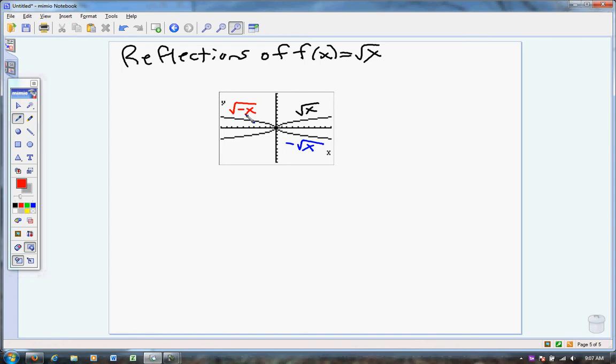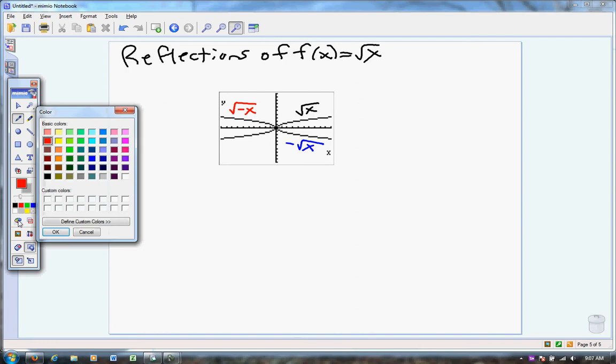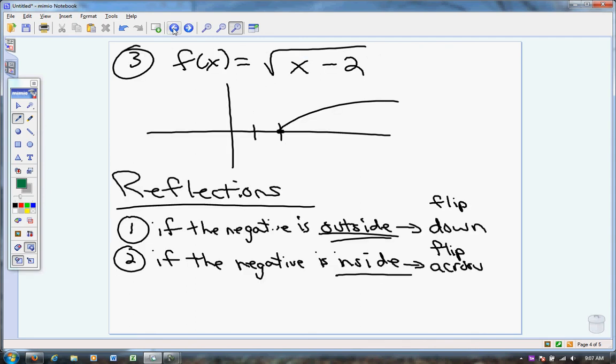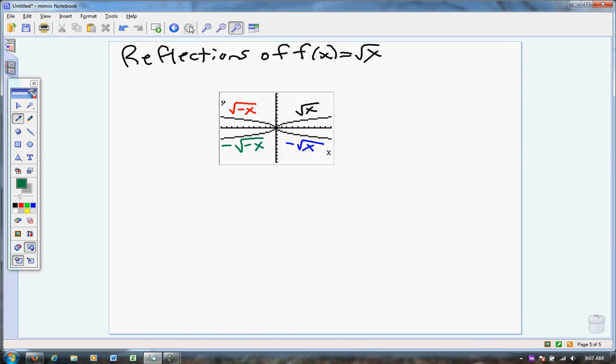And then if we put a negative outside and inside, it gets flipped twice. So that one would be here, the negative square root of negative x. All right? So, the easiest way to keep these straight is back to this rule right here. Outside, down. Inside, across. Okay? So that's the easiest way to keep those straight.